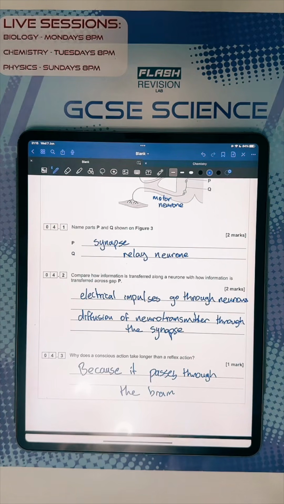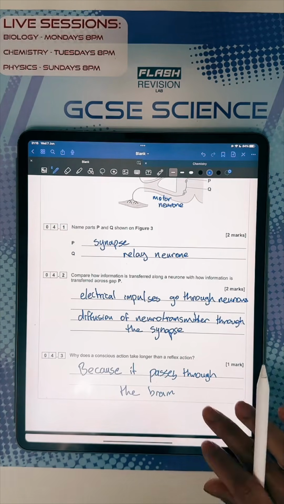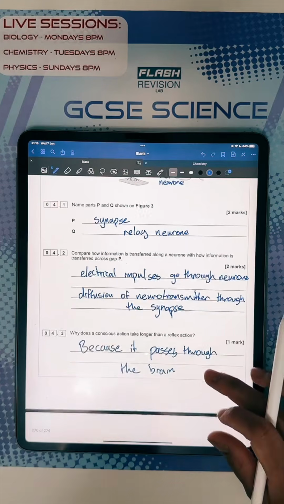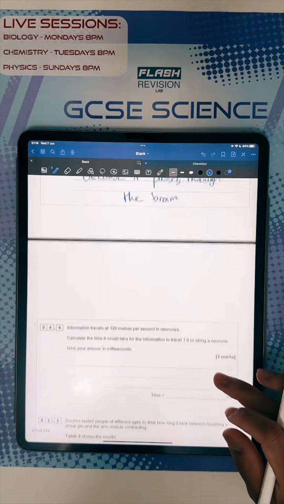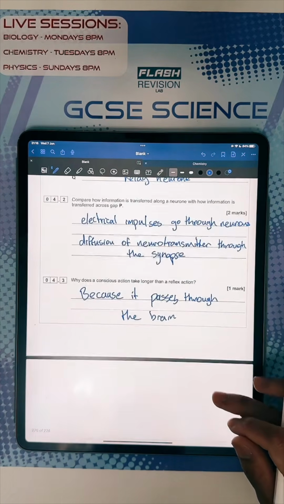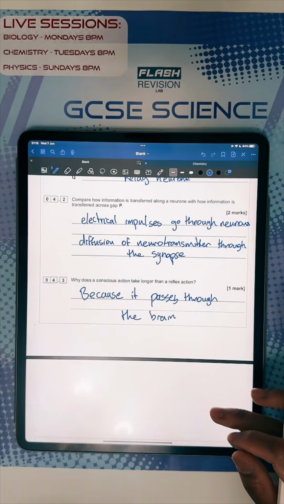If you make spelling mistakes, will you still get the marks? Most of the times you will, if it sounds like what you're trying to say, then it should be fine. But just be careful with the key scientific words. Just make sure you try and spell them correctly. If it's small errors, it should be fine. But big errors, if it sounds like something else, then you might lose marks.